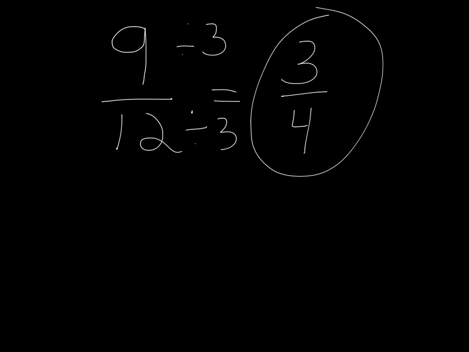How do I know it is in simplest form? When the factors of the numerator and denominator, the only one they have in common is 1, that means my fraction is in simplest form.